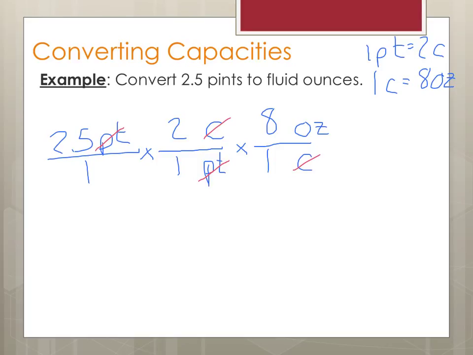Now, we'll multiply across the top. 2.5 times 2 times 8. We get 40 ounces over 1 times 1 times 1 is 1 on the bottom. So our final measurement is going to be 40 ounces.